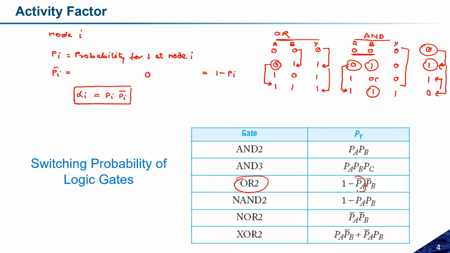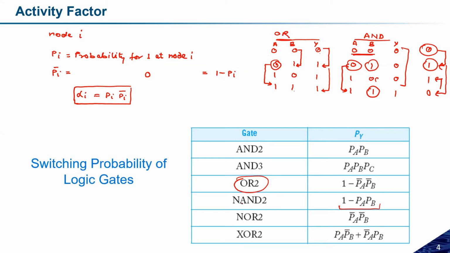PA complement, PB complement, what does it mean? The probability of logic 0 at input A, and the probability of logic 0 at input B. If you multiply them and then subtract from 1, you will get the switching probability of the OR gate. Similarly, for NAND 2, you can calculate 1 minus PA times PB.